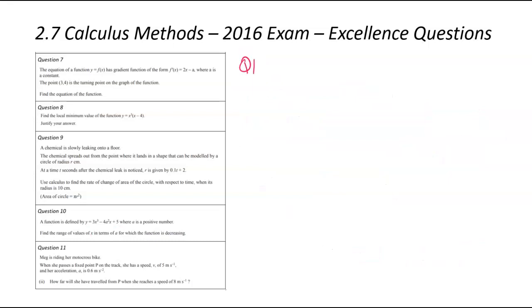Okay, we are now looking at question number 11, and we're talking about Meg riding her motocross bike. When she passes a fixed point, so a fixed point is normally the giveaway that it's a kinematics question, she has a speed of 5. She has an acceleration of 0.6. How far, so we're looking at distance, has she gone when she has a speed of 8?